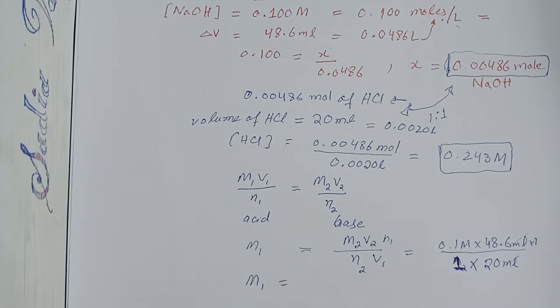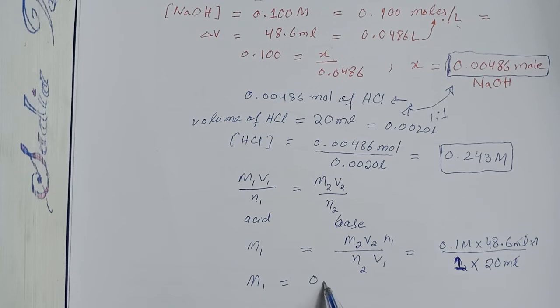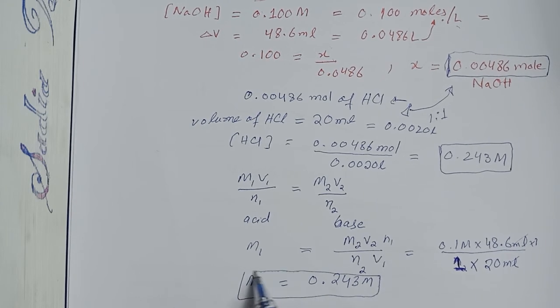In this simple way, or the shortcut way, we can easily calculate the molarity of the acid that has been used for the acid-base titration. So in this way we can easily calculate the concentration of the acid, that is the unknown concentration.